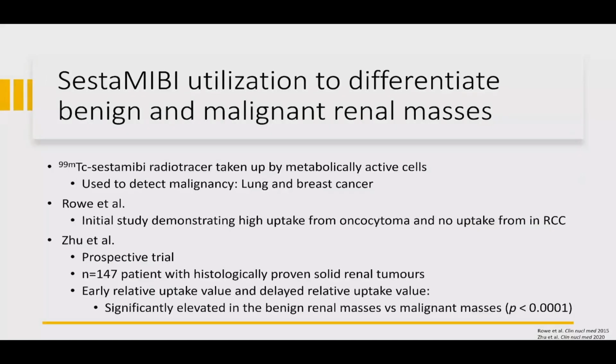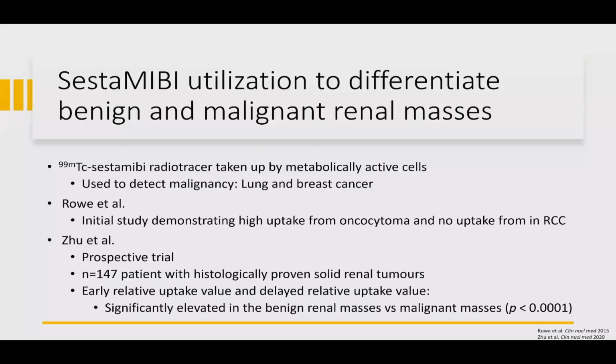System-AB is another tracer that gets taken up by metabolically active cells. It's used in other malignancies like lung and breast. And Rowe and colleagues performed the initial study demonstrating high tracer uptake from oncocytomas, but minimal uptake from malignant tumors.